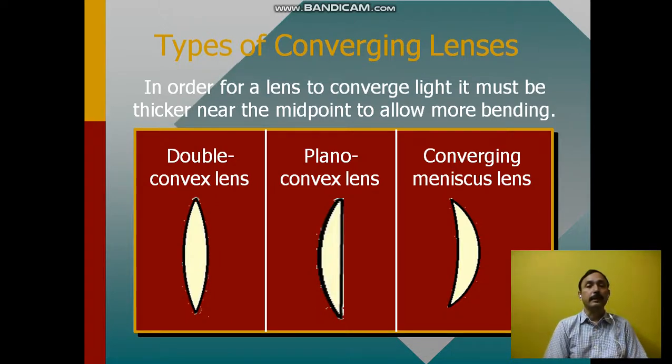Types of converging lenses. In order for a lens to converge light, it must be thicker near the midpoint to allow more bending. So for a double convex lens, at the midpoint it is thicker. For a plano-convex lens, the midpoint is thicker. For a converging meniscus lens, this is also thicker. So double convex lens, plano-convex lens, converging meniscus lens, all will converge the light.